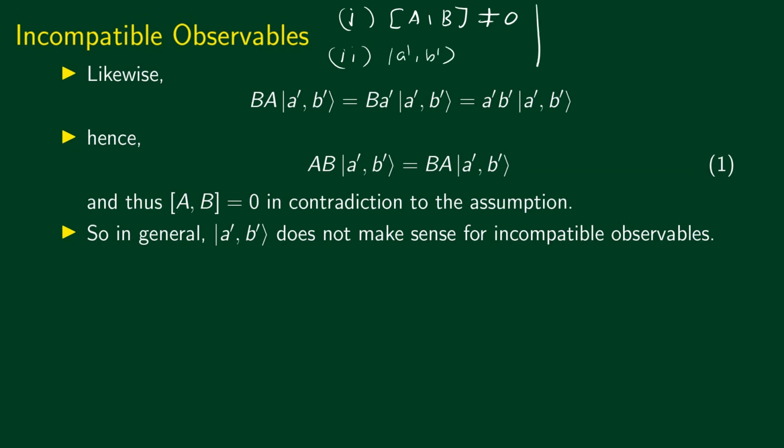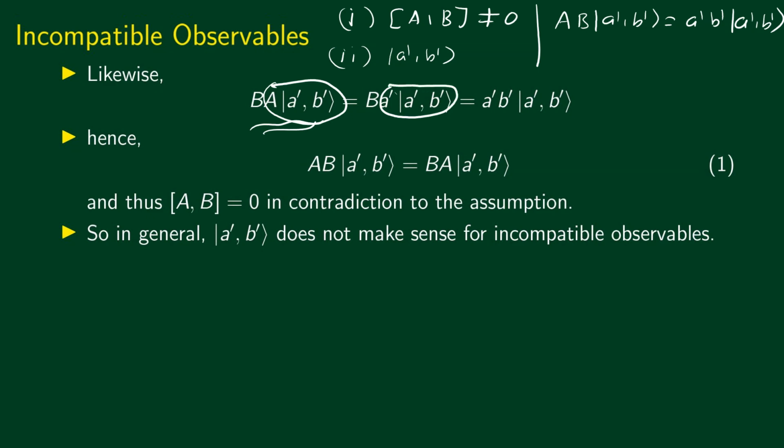Right. And from here we found that AB acting on ket A'B' has to be equal to A'B' multiplied by ket A'B'. Okay, now we can find BA acting on ket A'B'. Now A acting on ket A'B' is A' multiplied by ket A'B'. It's the eigenvalue equation.